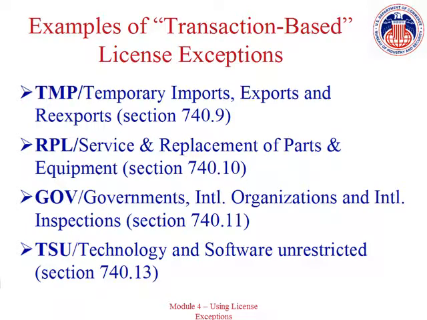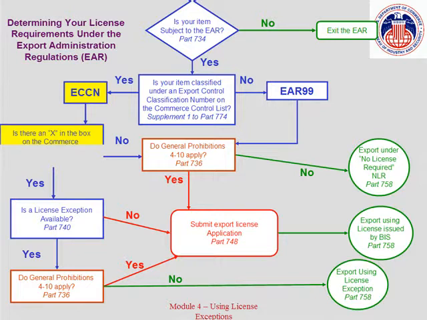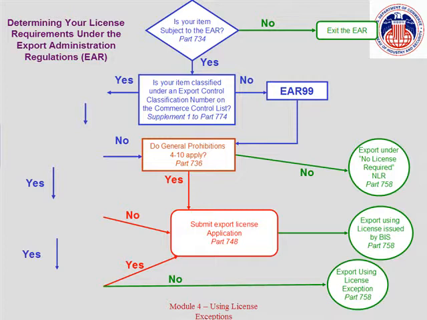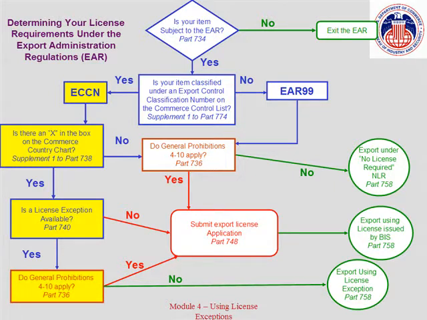As we discussed at the beginning of this presentation, when you're determining whether a license is required for your transaction, you generally look at the ECCN and country of destination. However, general prohibitions 4 through 10 may also affect whether you may use a license exception. If you determine that your export or re-export requires a license due to the ECCN and country of destination, and determine that there's a potential license exception available to authorize the transaction under Part 740 of the EAR, you still need to look to see if general prohibitions 4 through 10 apply to your transaction, because some of these general prohibitions preclude the use of a license exception.